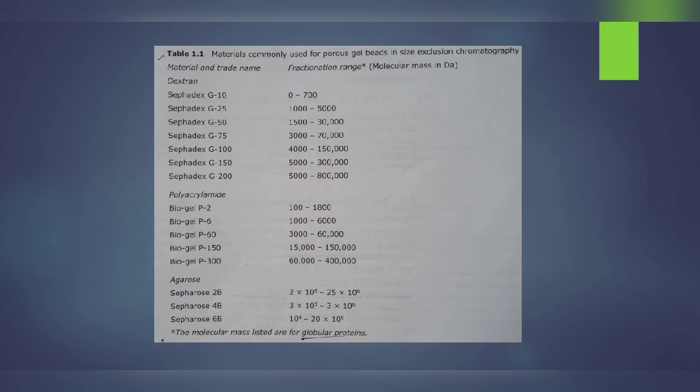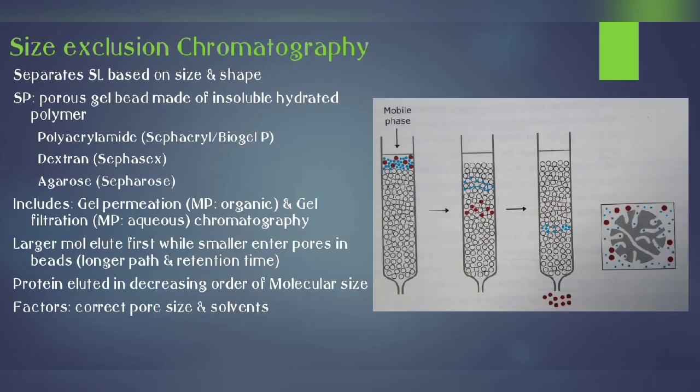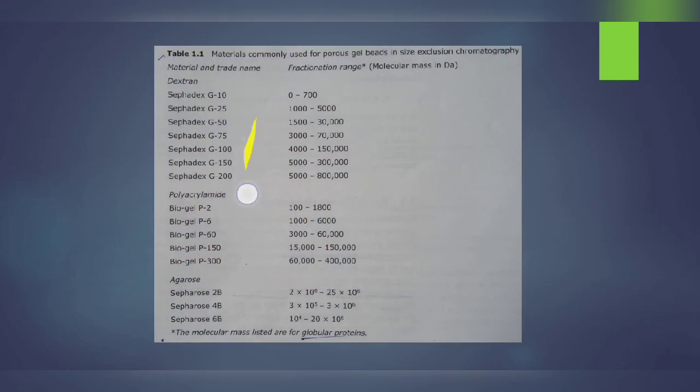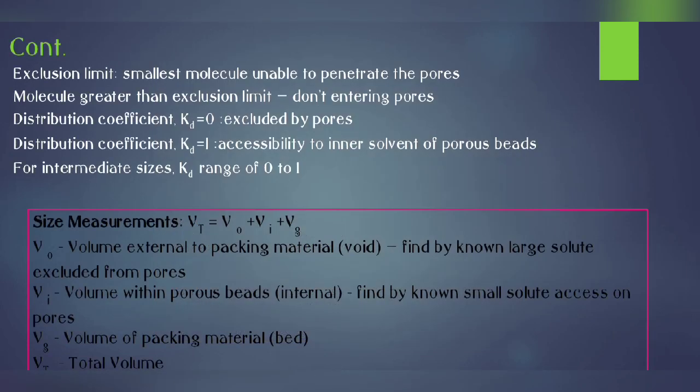This table represents, based on the size of our protein, what type of support matrix, what type of insoluble hydrated polymer, that is, stationary phase, we can use. The exclusion limit is the smallest molecule that is unable to penetrate the pores. So a molecule greater than the exclusion limit does not enter the pore. The distribution coefficient for the pore is represented by Kd. Kd equal to 0 means it is excluded by the pores.